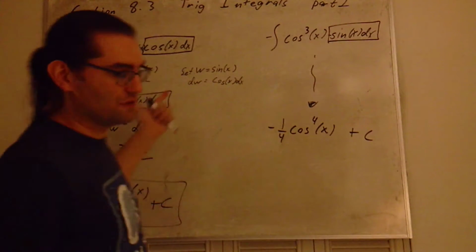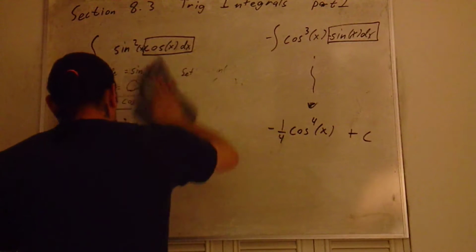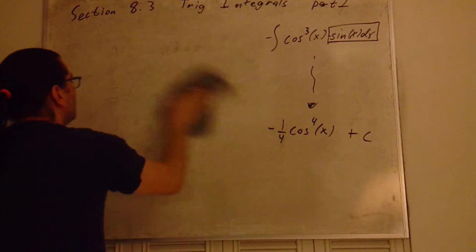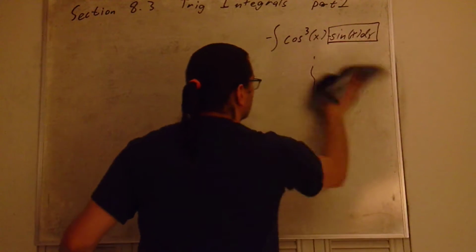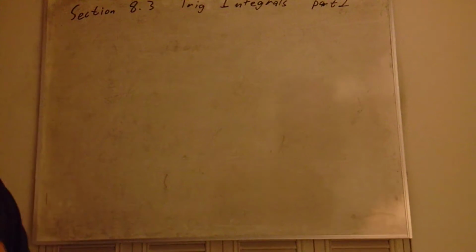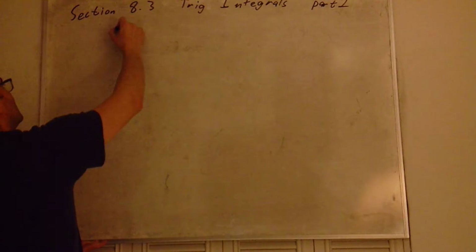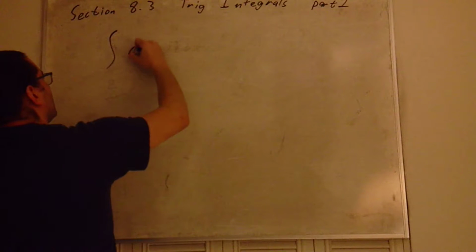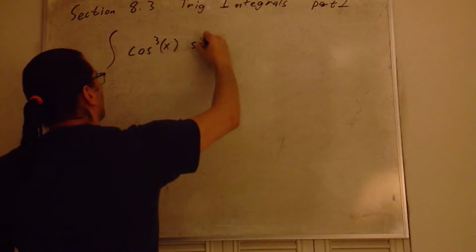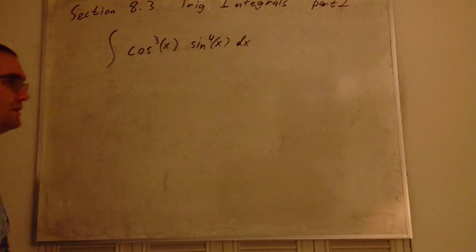So this is old news. This is stuff that we've done before. The exciting new stuff we're going to get to in this section is how we're going to handle cases where we don't have exactly one of the other piece.